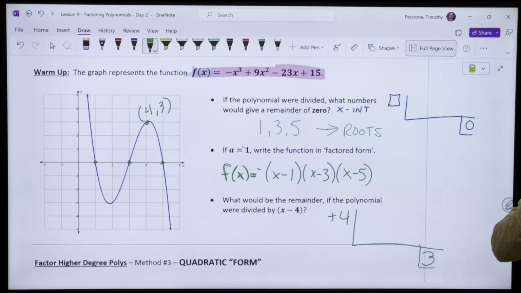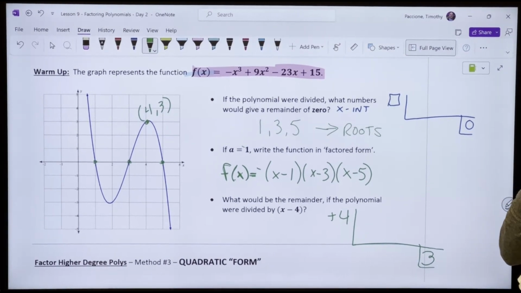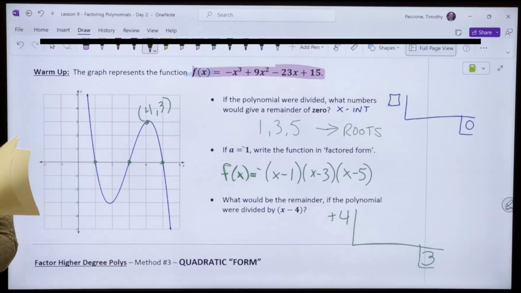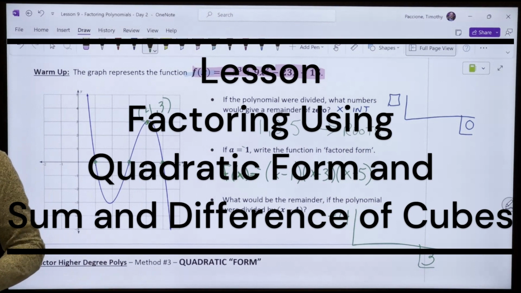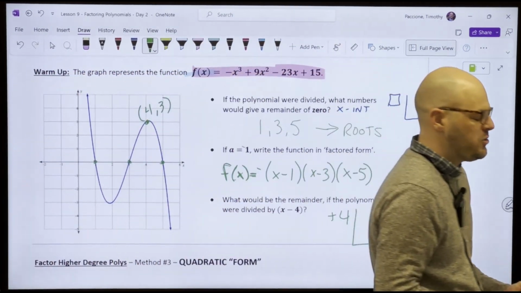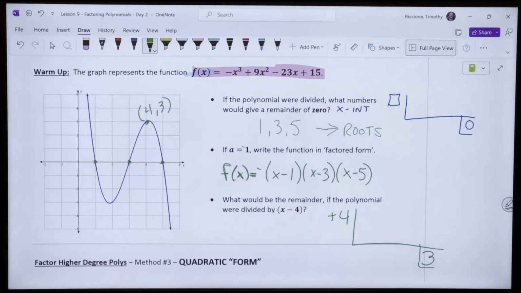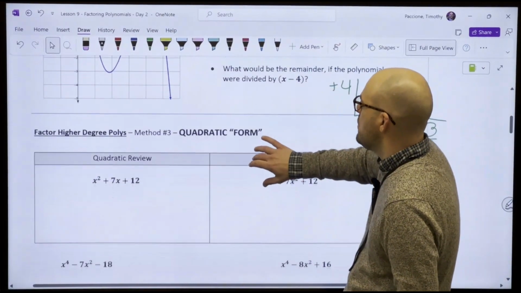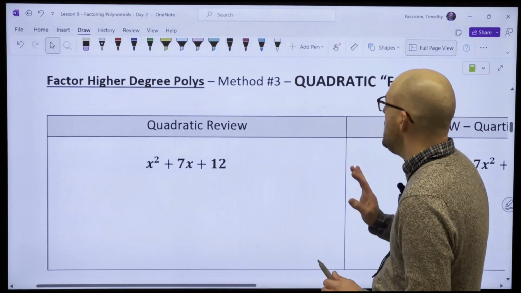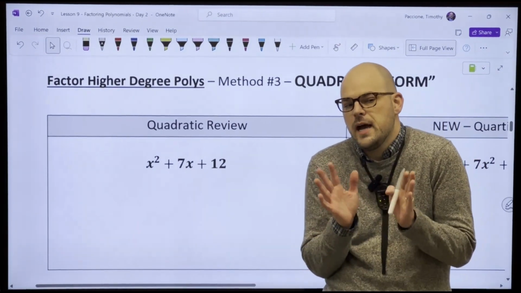There's going to be 2 more methods of factoring that you'll learn today. Okay? And again, we're still factoring. We're not solving. We're just breaking down a big piece into smaller pieces that multiply. Okay? So the next thing we're going to talk about is called quadratic form. Okay? Notice I put the word form in parentheses because it's in the form that kind of looks like a quadratic.